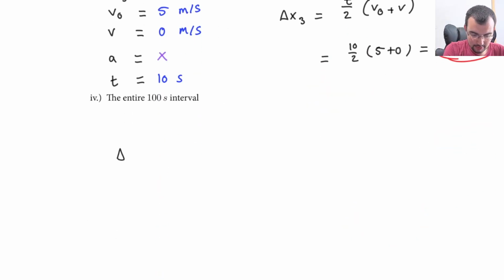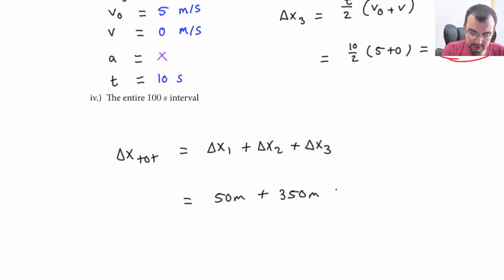This is just the sum. So I went 50 meters, then I went 350 meters, then I went 25 meters. So I get 425 meters total.